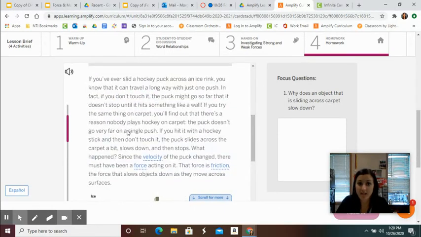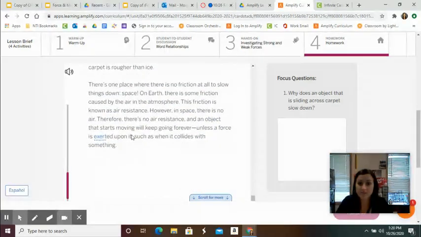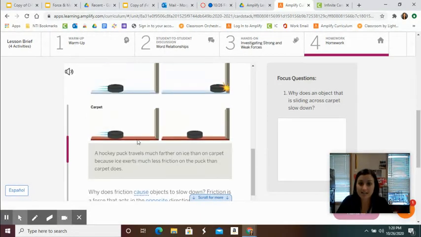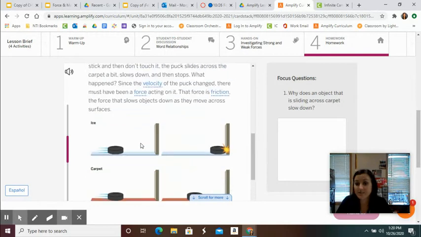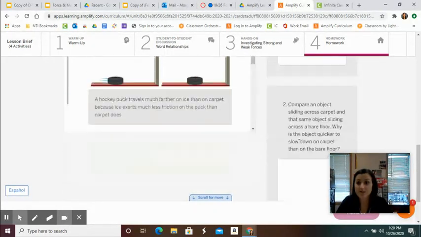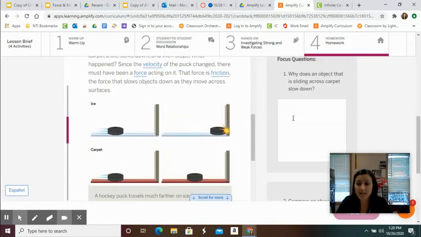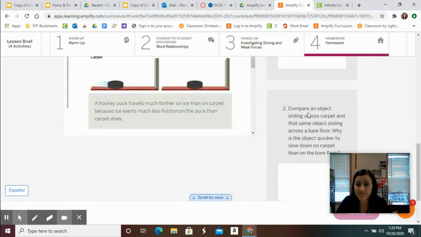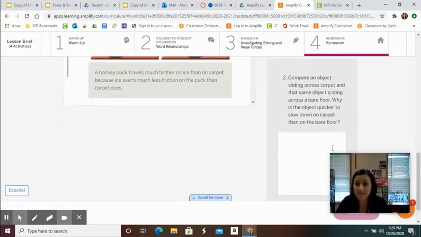You're going to read this quick little article. It's only 3 paragraphs and it introduces some important information. You'll see there are 2 questions over here to the side. The first one has to do with why an object slows down when it goes across carpet. And the second is what I was just introducing: what's the difference between an object sliding on carpet and on a bare floor? Does one go faster, one go slower? Talk about that.